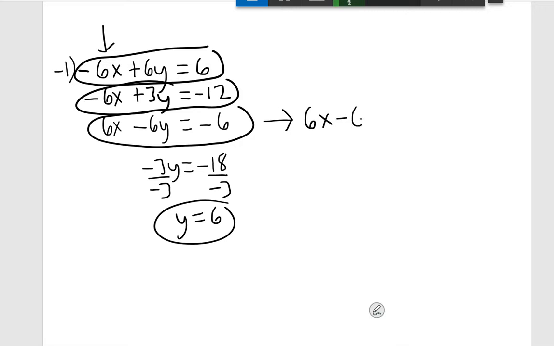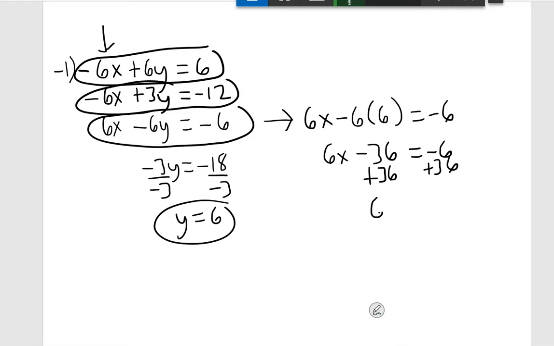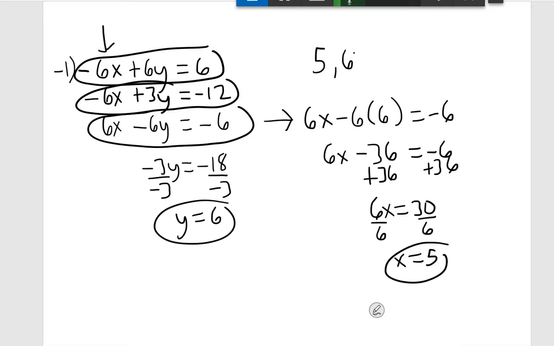So 6x minus 6 times y. 6 times 6 is 36. So 6 times x minus 36 equals negative 6. Add 36 to both sides. 6x equals 30. Divide by 6, and we get x equals 5. So the place where these two lines cross each other at is 5, 6.